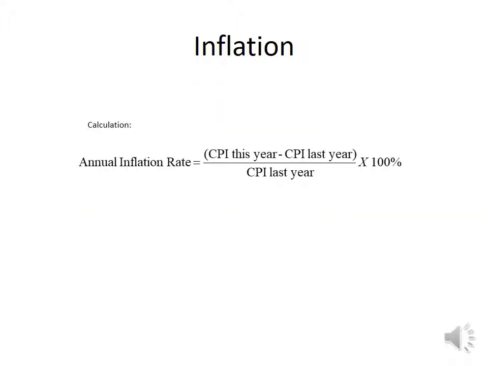For inflation rate, we are calculating price increase, so we use CPI. This is also your deflator, so you understand that they are one and the same. So CPI this year minus last year, over last year, times 100%. That will give you your inflation rate. The definition is prices rising. If the rate is positive, that means prices are increasing. If the rate is negative, that means there's deflation, prices are falling. Price increasing, inflation; price falling, deflation.